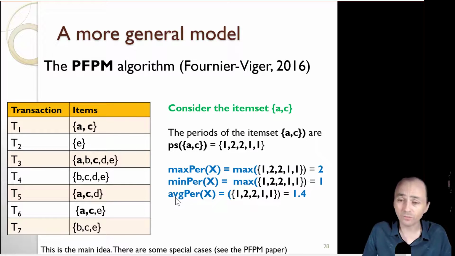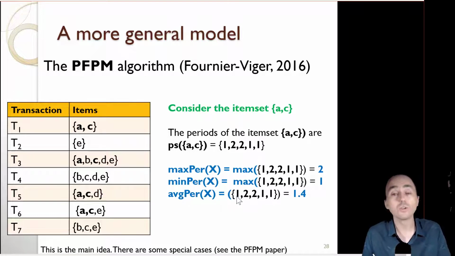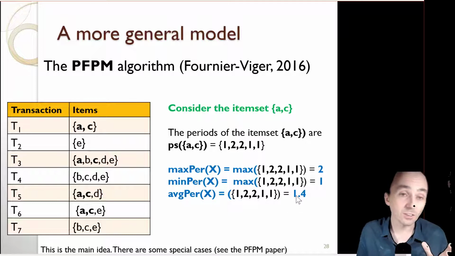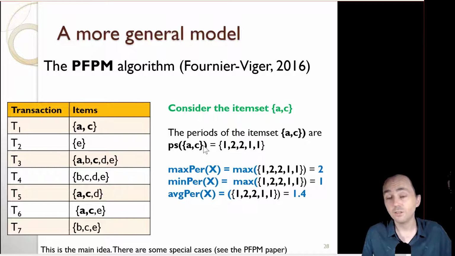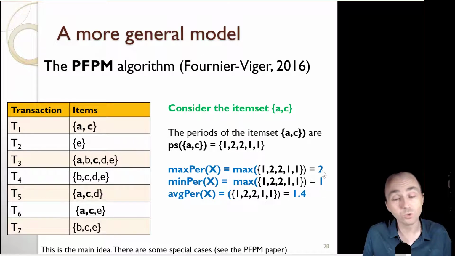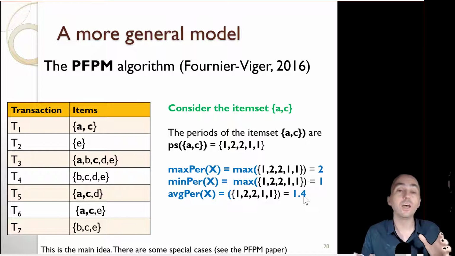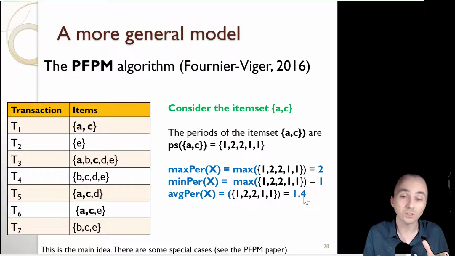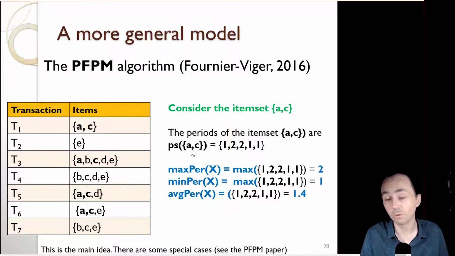And finally, we have the average periodicity. So the average periodicity of AC will be the average of 1, 2, 2, 1, 1. It is 1.4. So what does it tell us? That for AC, the minimum is every 1 transaction people buy AC. The maximum is 2. And on average, about every 1.4 transactions, people buy AC. So this gives us more information than in the traditional problem.